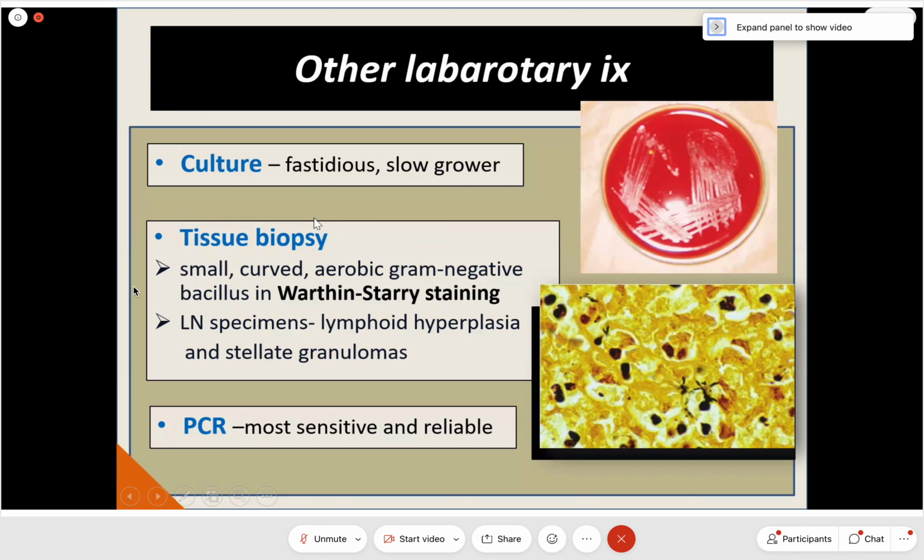Sometimes we can also send a tissue biopsy if the patient has significant lymphadenopathy, but normally the result will be non-specific. It only shows lymphoid hyperplasia and stellate granuloma. If we are lucky enough, we can see the bacilli, which is positive in Warthin-Starry staining. Actually, PCR is the most sensitive for Bartonella. Probably we can send the aqueous or any other tissues. It's the most sensitive and reliable. It detects the 16S ribosomal RNA of Bartonella, but it is very expensive.